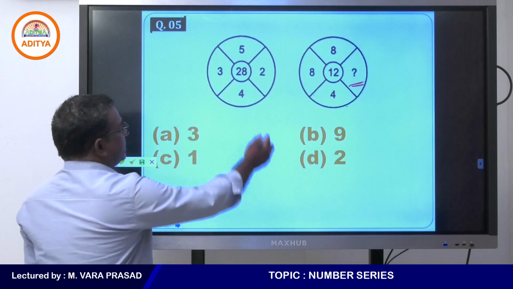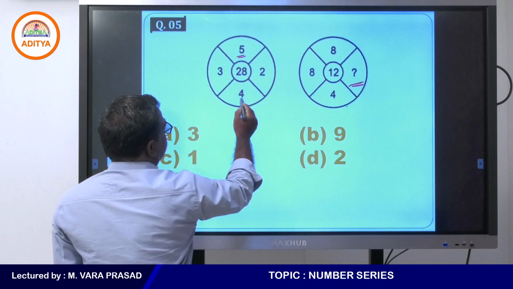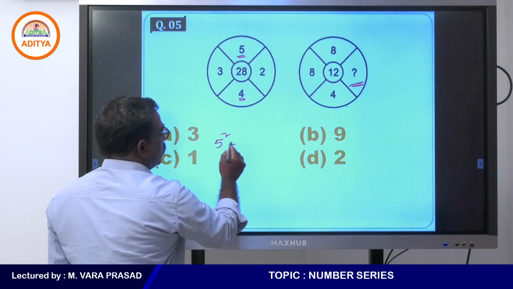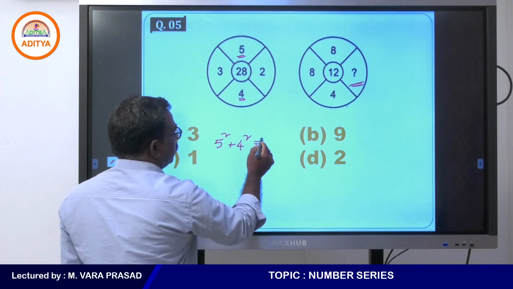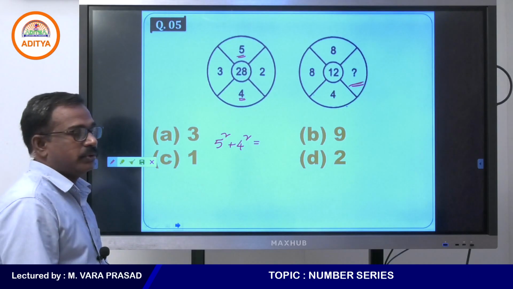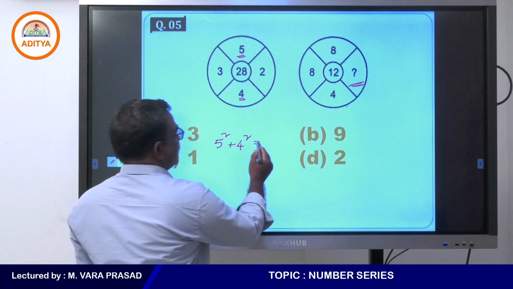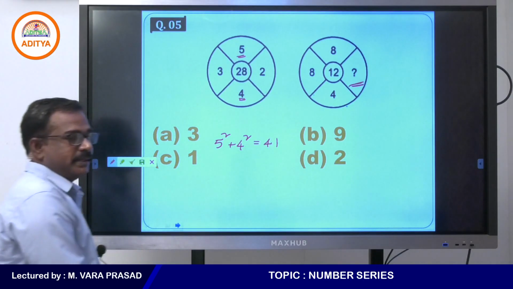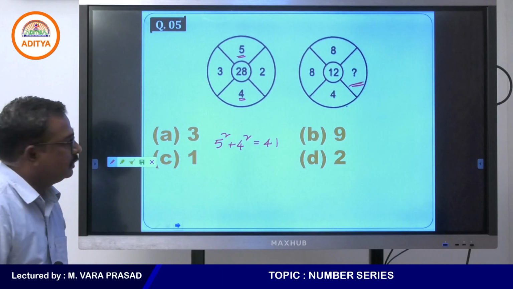Suppose if we take here, this is 5 and this is 4. Suppose we take 5 square plus 4 square, how much do you see? 5 square plus 4 square, 25 plus 16, that is 41.